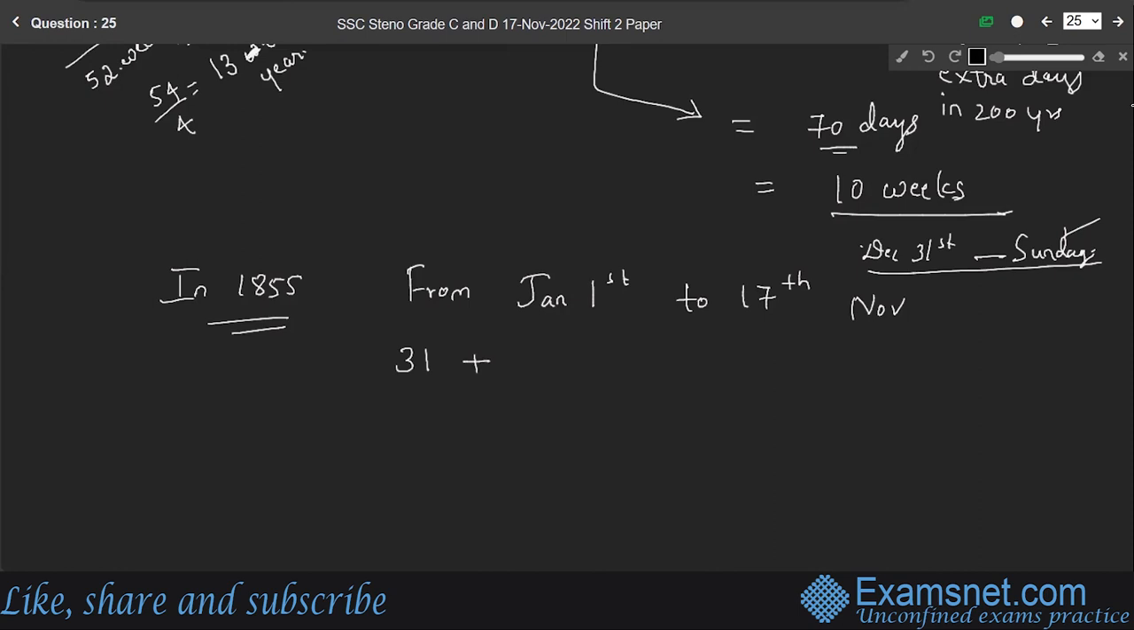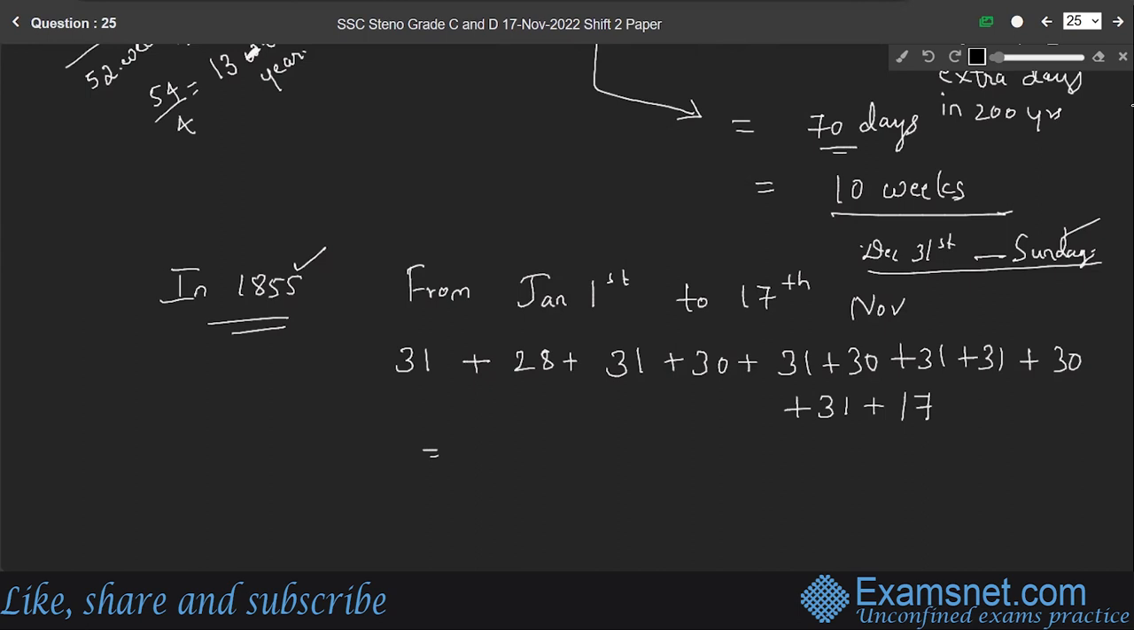In the month of February, since 1855 is not a leap year, therefore 28 days. In the month of March, we are considering 31. April 30, May 31, June 30, July 31, August 31, September 30, October 31, and November only 17 days we are considering. Right? All together it becomes, I think, 300 something.